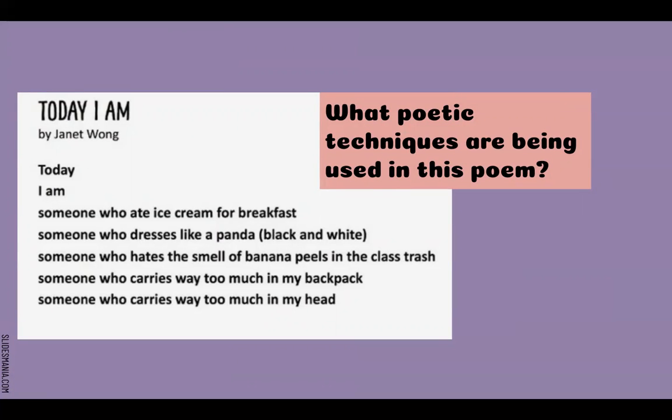So Janet plays around with line length. She uses a 1-word line, she uses a 2-word line, and then she uses repetition, repeating the beginning 2 words for 5 different lines in her poem. So she played around with repetition and length of lines.